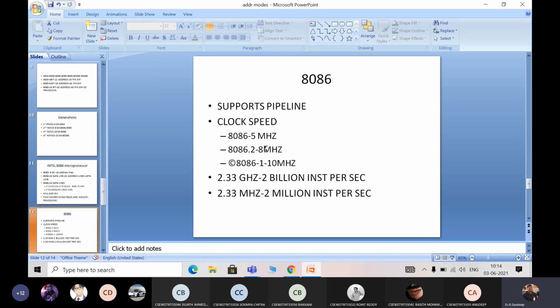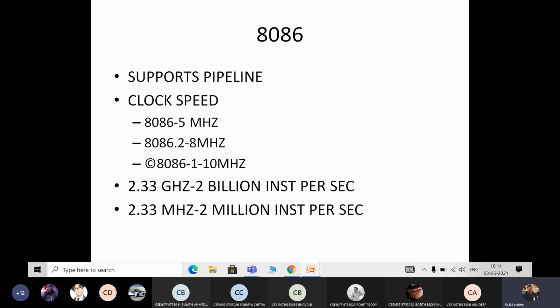The major features of the 8086 microprocessor are: it supports the pipeline, and it has a clock speed of 5 megahertz to 8 megahertz, and there is an extended version of 1 to 10 megahertz. The clock speed with 5 megahertz is one version, and 2 to 8 megahertz is one more version.